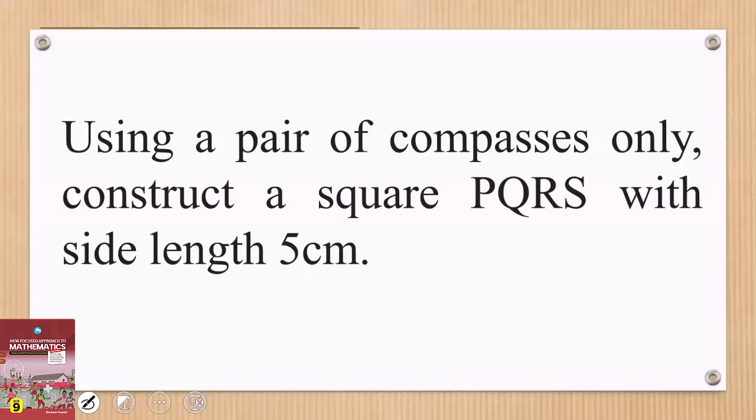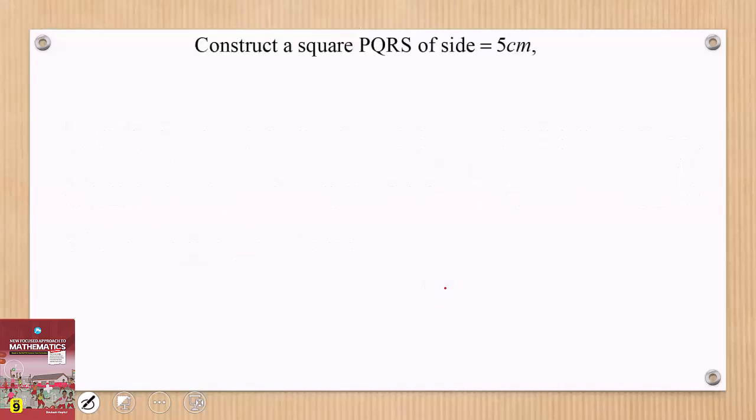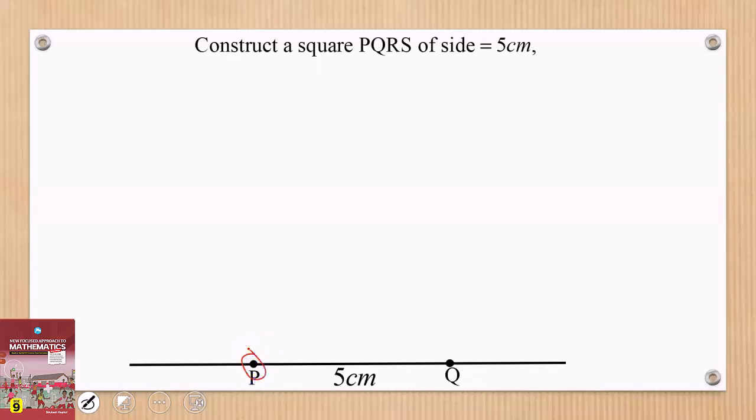It says, using a pair of compasses only, construct a square PQRS with side length 5 centimeters. So how do we do this? First of all, let's construct one of the sides, 5 centimeters. So we have a straight line drawn, then we have a point P, and then we measure 5 centimeters. Normally what you do is put the compass pin at P and open it up to 5 centimeters using your ruler to measure. Then you draw an arc so that you mark your Q over there as well. I believe that is clear.